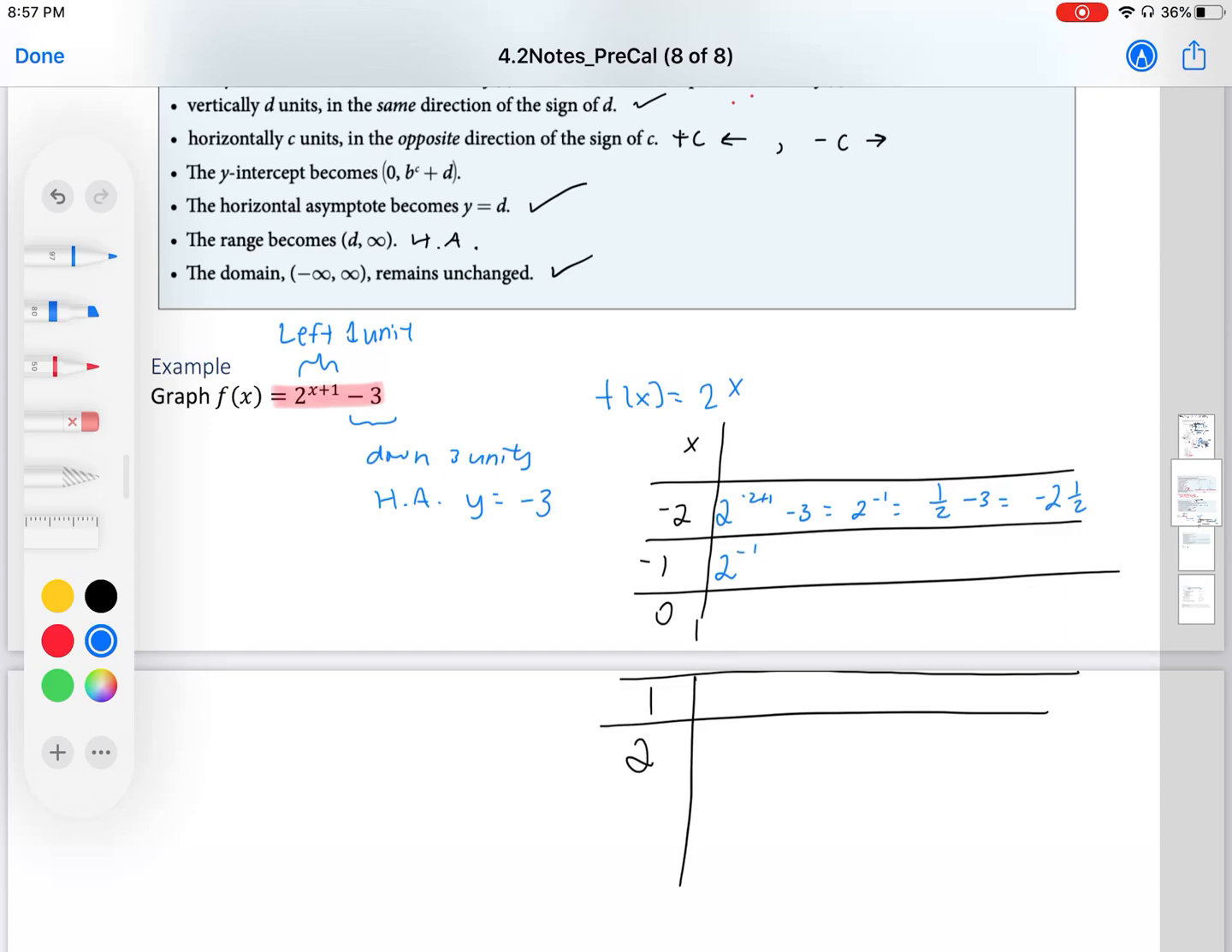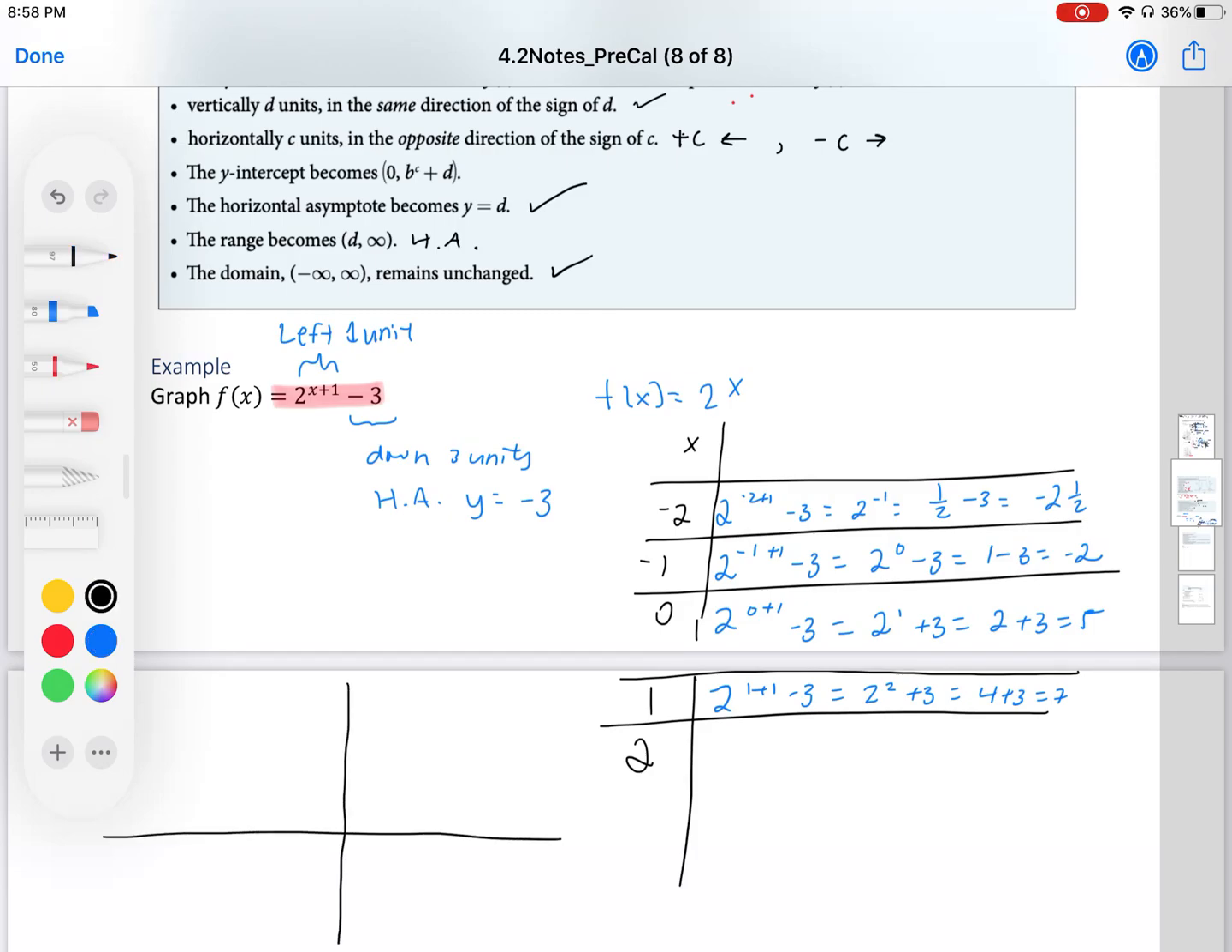2 raised to the -1 plus 1, minus 3. We're left with 2 raised to the 0 power minus 3, which is 1 minus 3, -2. 2 raised to the 0 plus 1, minus 3. We get 2 to the first minus 3, which is -1. 2 raised to the 1 plus 1, minus 3. We get 2 squared minus 3. 4 minus 3 is 1. Let's go ahead and plot our points.